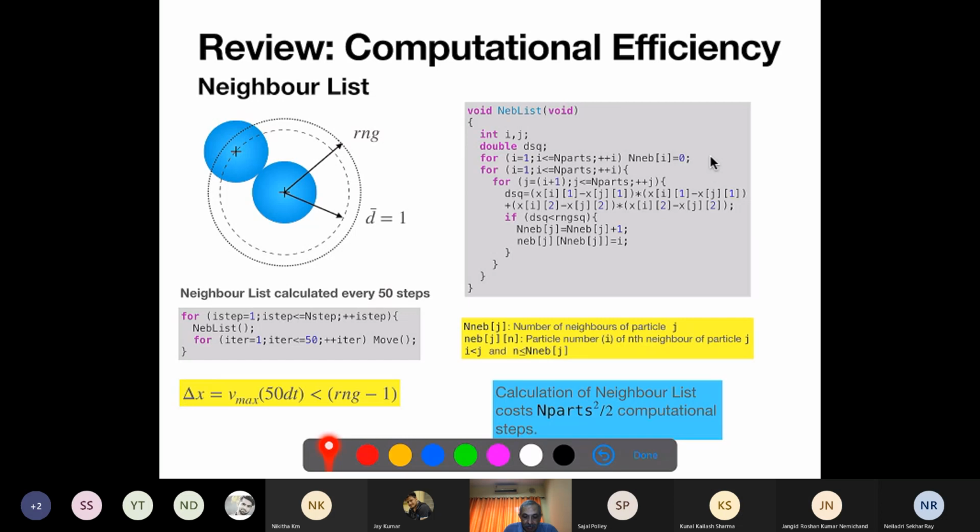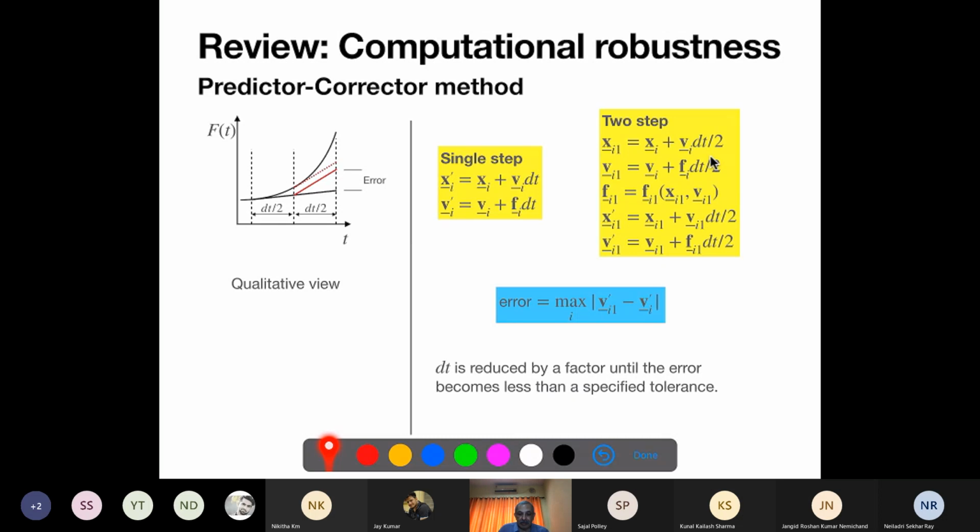So this number 50 depends on the value of range you have taken, and also on Vmax. So you have to do a little bit of optimization, and we saw that in the previous class. I want to now introduce one more way of introducing some computational efficiency, which is mainly an easier way of calculating the neighbor list. Oh, sorry, before that I go to this.